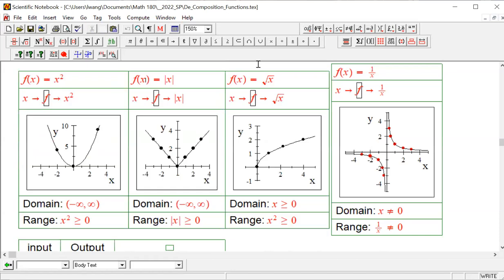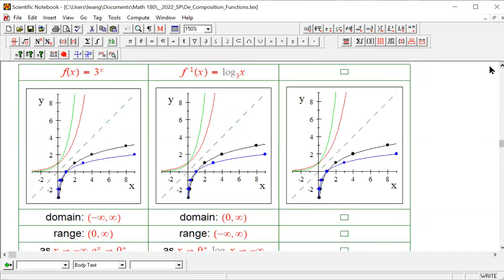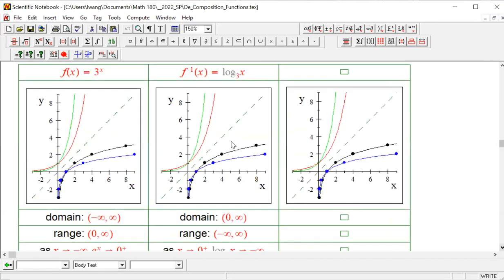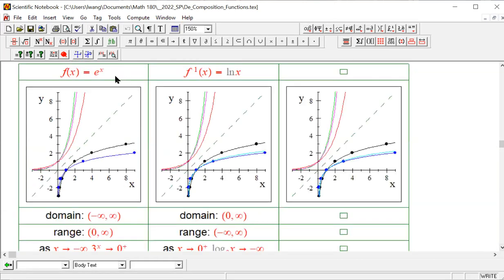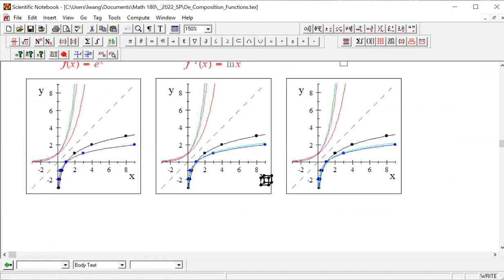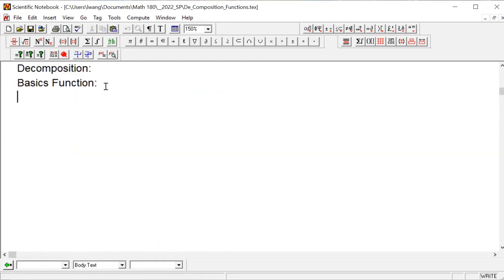And these are basic functions, right? If we keep going, we have reviewed these. And 2 to the power x, log base 2 of x, these are basic functions. 3 to the power x, log base 3 of x, those are basic functions. And next, of course, comes e to the power x. And keep going, we get to the trig functions. All of these are basic functions. So with that as our basic functions, when we decompose, right?